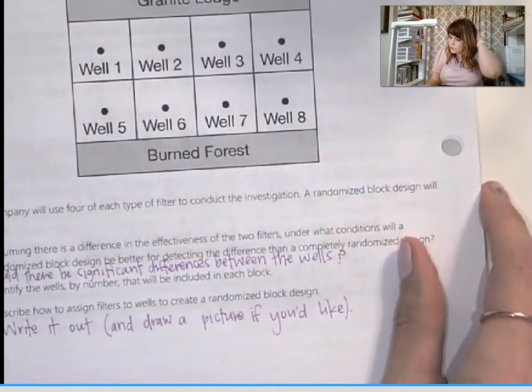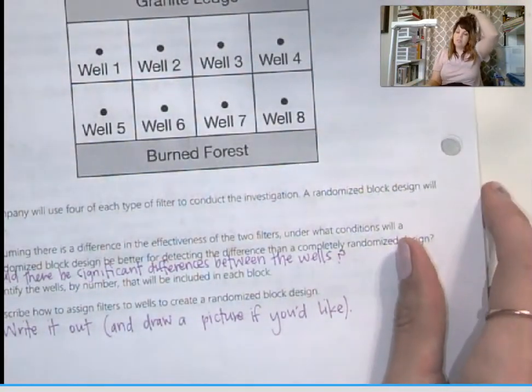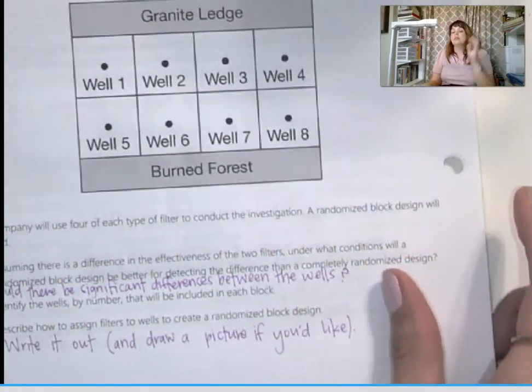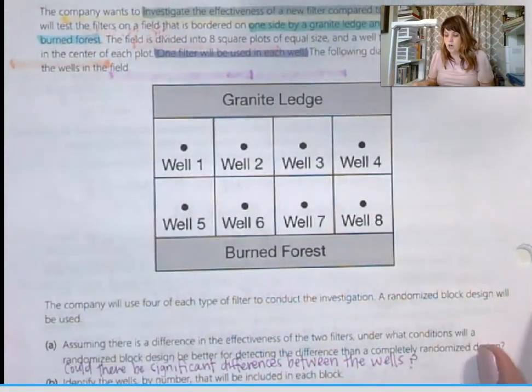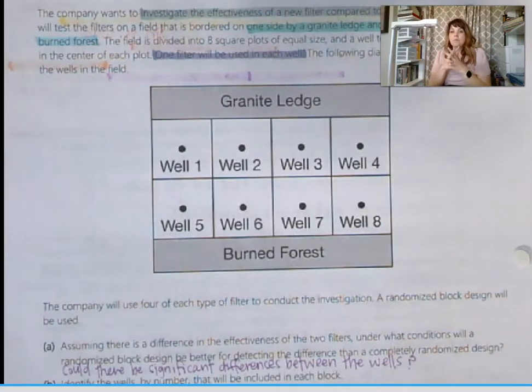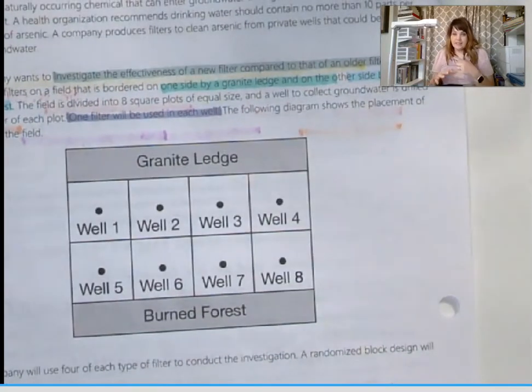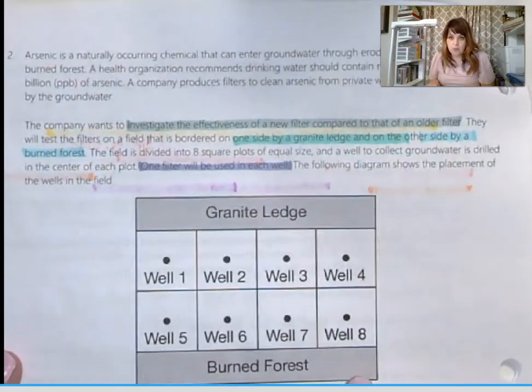Question 2 wants you to assign these wells to a treatment group. So we are going to investigate whether a filter will clean the arsenic from private wells. They want to know, I believe, if a newer filter does a better job of cleaning the arsenic from the water. So I've highlighted the things that I think are important to help you solve this problem.